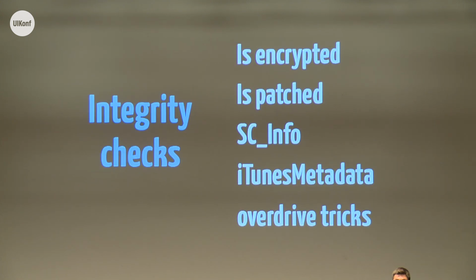We can implement integrity checks. We can check a few characteristics of our binary. If it has been changed, do something bad. For example, we can check whether our binary is encrypted. As we remember, all the binaries to analyze need to be decrypted, and all the binaries from the App Store are encrypted. So if it is decrypted, we are being cracked.